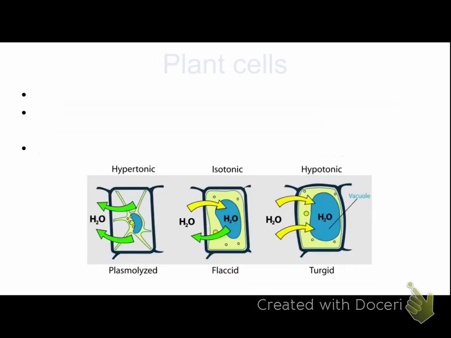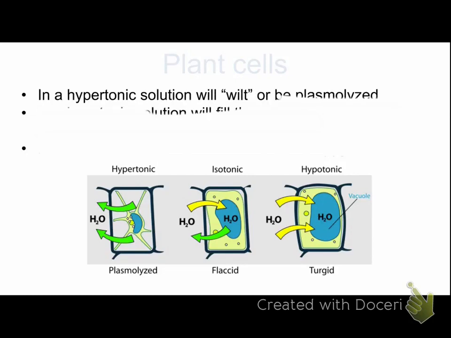Plant cells are going to be a little bit different. So in a hypertonic solution, that's your one on the very far left here, your plant cells will start to wilt or be plasmolyzed. And in this situation, if you've ever seen a plant that looks super droopy, you automatically know, oh, that needs water. Well, it needs water because the plant cells have shriveled up, and that vacuole that stores the water has released as much water as it can, because in that hypertonic solution, water is moving out of the cell.